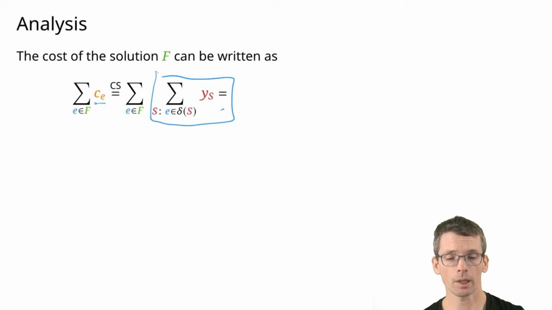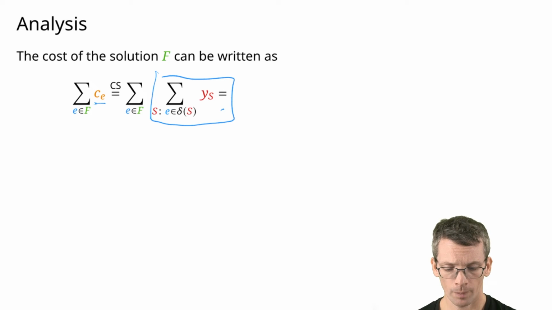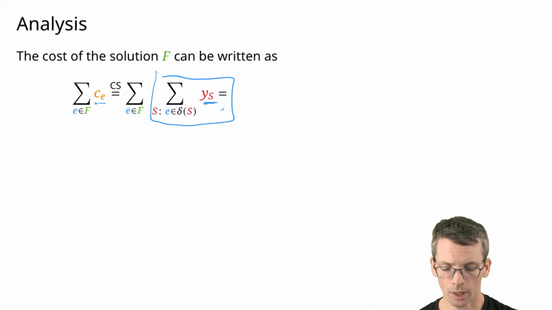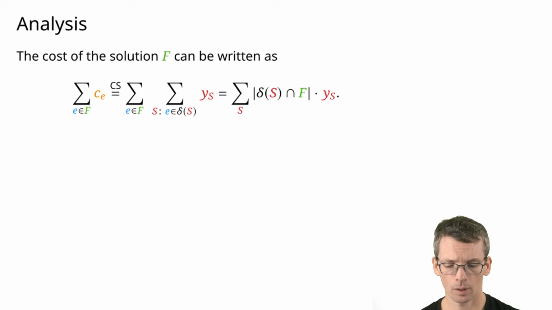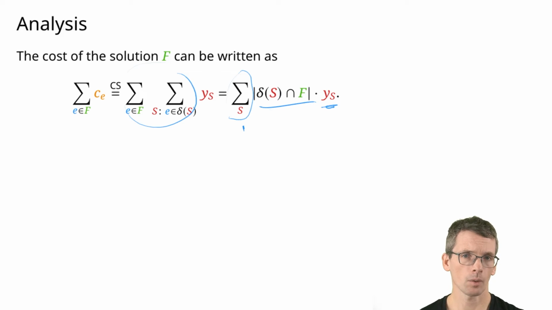Now let me rewrite this sum slightly to make it a bit simpler. So what I have here, if I look at Y_S, for which edges do I have Ys here? I have it for the edges that are in the cut and in the forest. I can rearrange the sum to say I'm summing over all of the cuts, Y_S times how often it occurs in the sum, and that is the number of edges that are in the cut and in the forest.